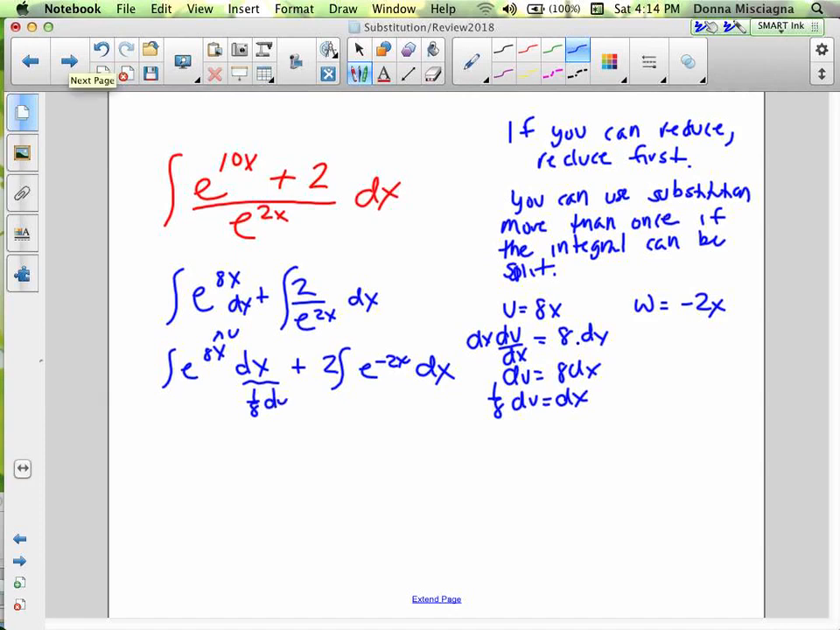On the x part, dw dx is negative 2. Let's multiply both sides by dx, so dw equals negative 2 dx. I don't see a negative 2. Divide both sides by negative 2. So negative 1/2 dw equals dx. So we're going to replace the, oh, never mind, we do have a 2. Huh. We have the 2.